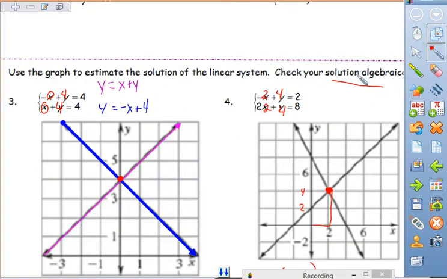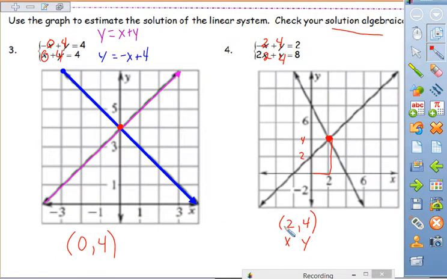And our answers to 3 and 4 were (0, 4) and (2, 4). Please turn the page.